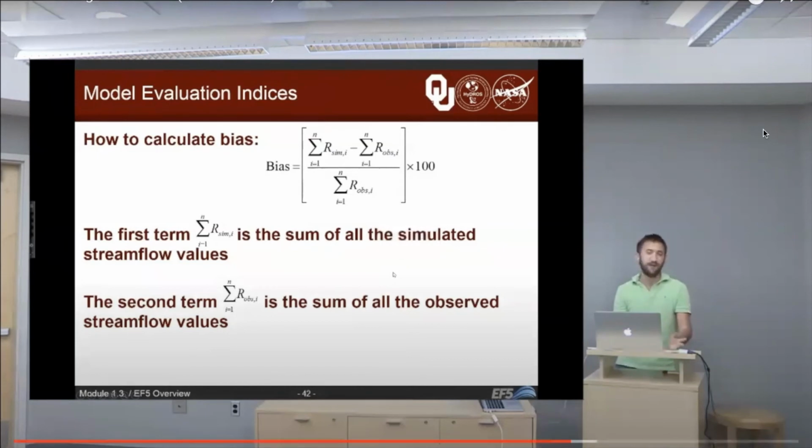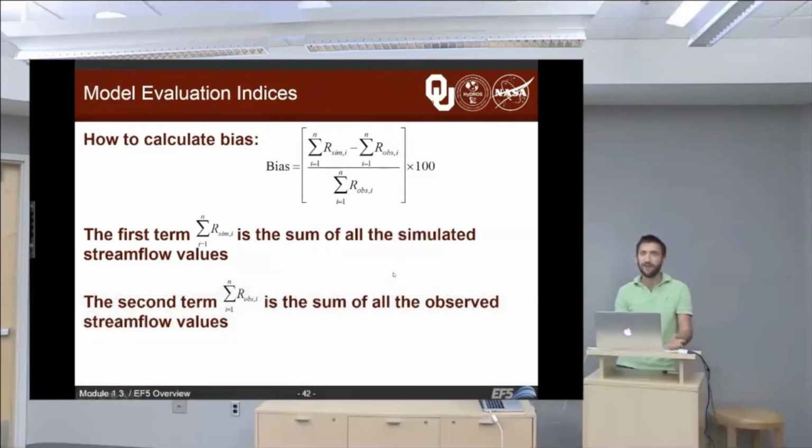The second term, the sigma of all of the r sub observation values, that's just the sum of all of the observation values in that column. Really simple.